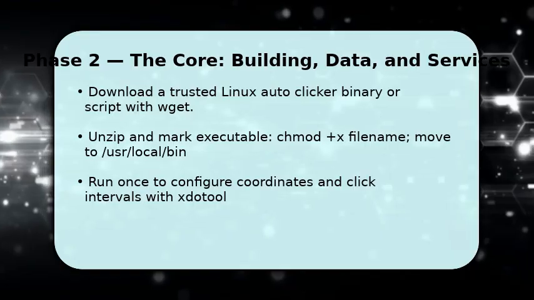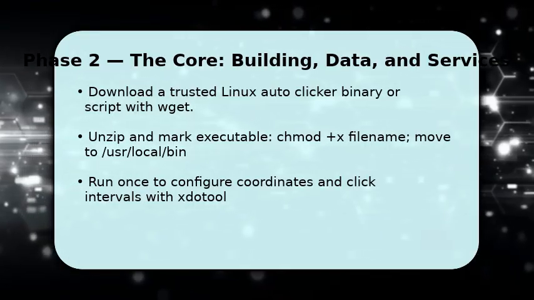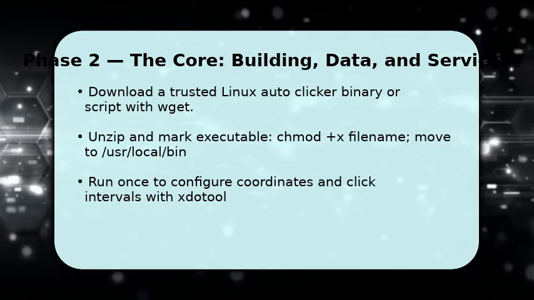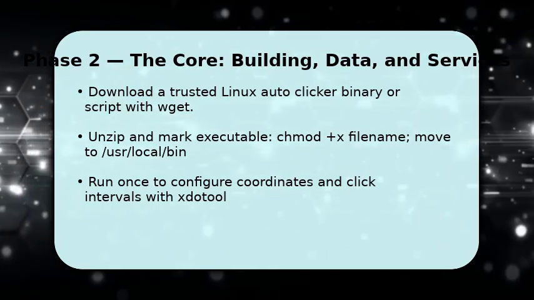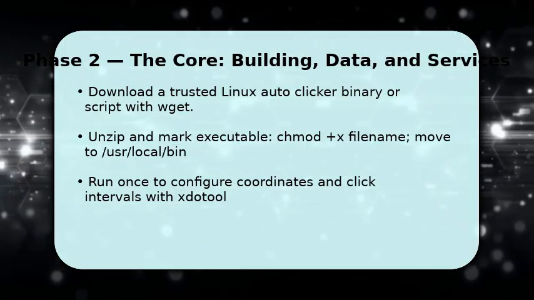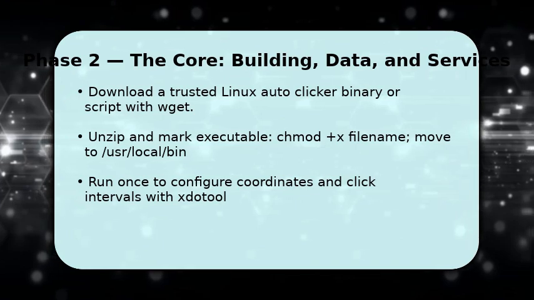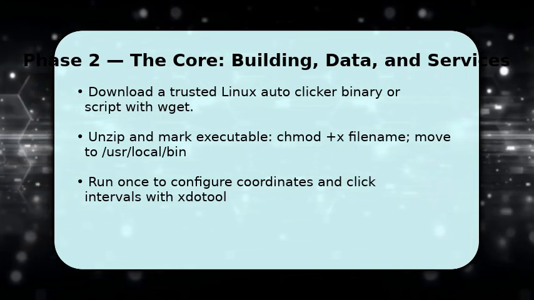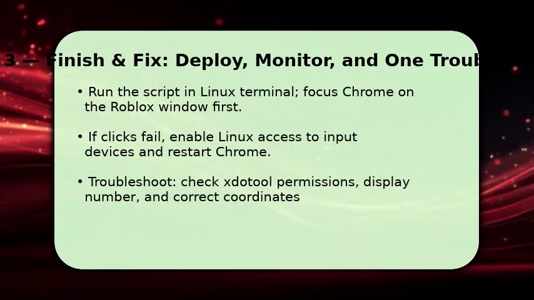Then launch the script to record screen coordinates and set click intervals. Use whole numbers like 1000 for milliseconds. While configuring, test clicks on a Chrome tab running Roblox web and adjust timing. This is where accuracy matters most, so refine until consistent. You are at the finish line.